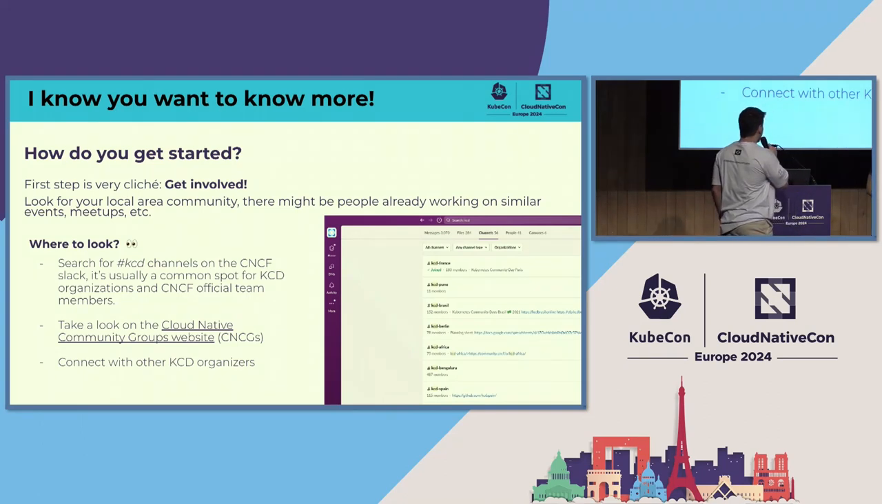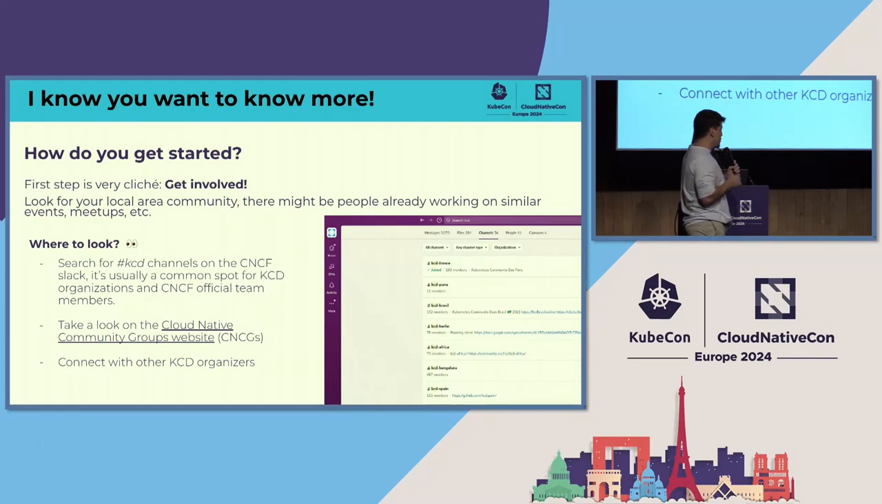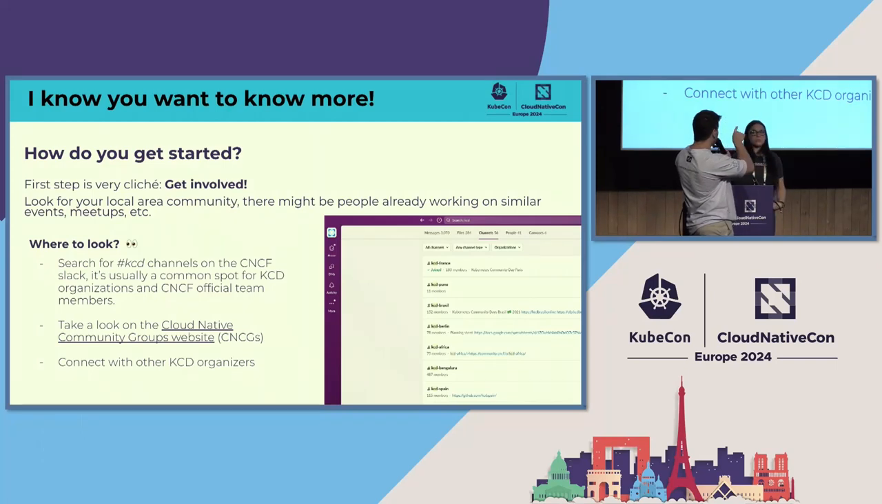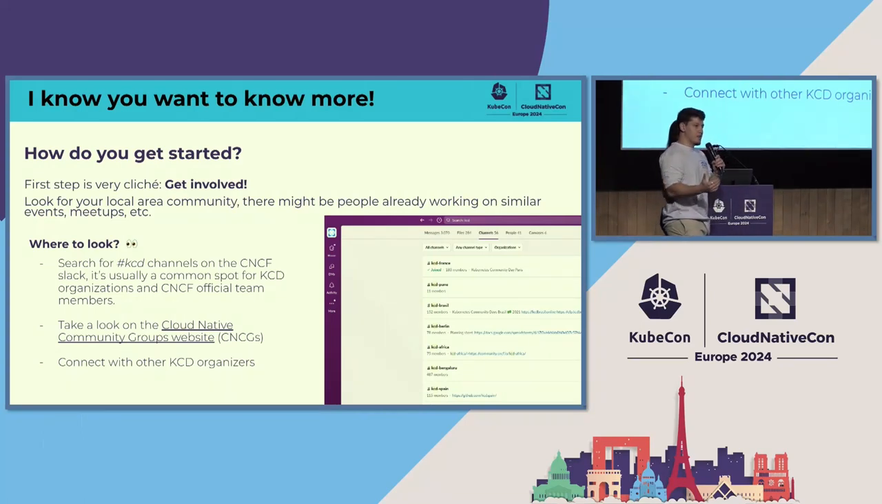But also, there might be other community groups happening in the same area. So in the CNCF, we also have the Cloud Native Community Groups. These are also event organizers. They usually do smaller events like meetups or these kinds of things. So these guys are also used to organizing events from a local perspective. So these are good people to reach out to.